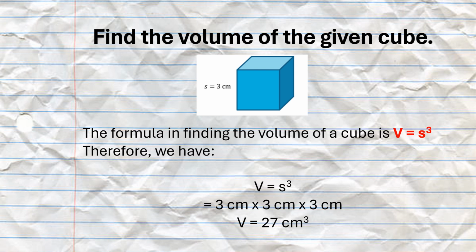So find the volume of the given cube whose side is equal to 3 centimeters. The formula in finding the volume of a cube, remember, is V, or volume, equals S cubed. Let us now substitute the value of S to 3 centimeters. It will now become 3 centimeters times 3 centimeters times 3 centimeters. So the volume of the cube is 27 cubic centimeters.